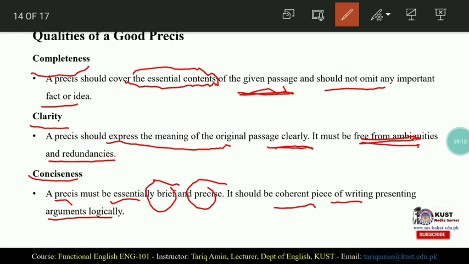Your Precis should present first of all the essential points of the original piece of writing, and there should be coherence between all the important points of the original piece of writing in your Precis. You should present all the major points in a logical order. A logical sequence should be there between the different important facts, important central points of the original piece of writing. So you should present all the important points in logical order.